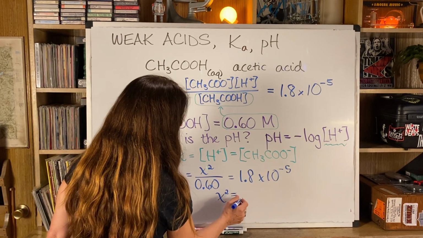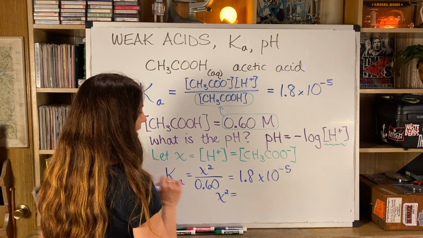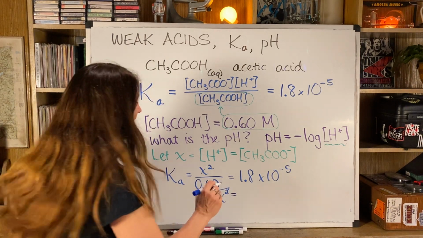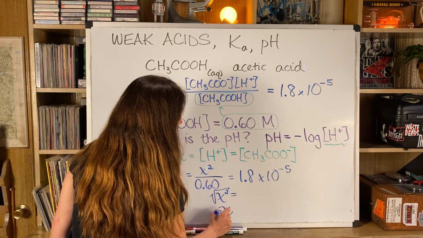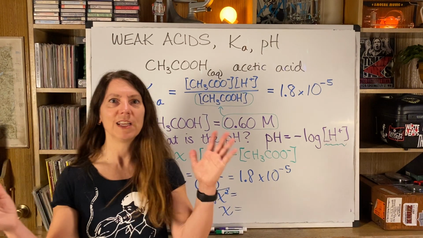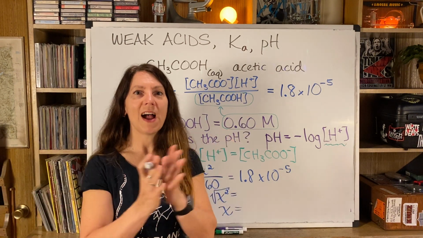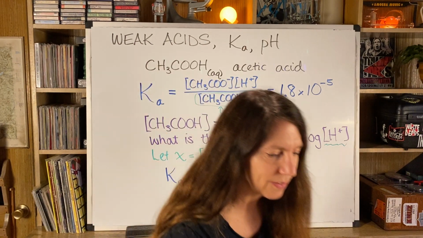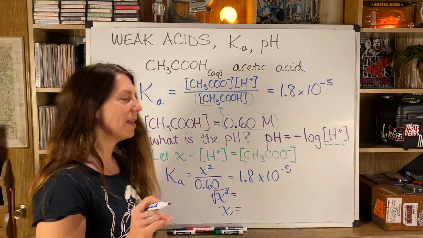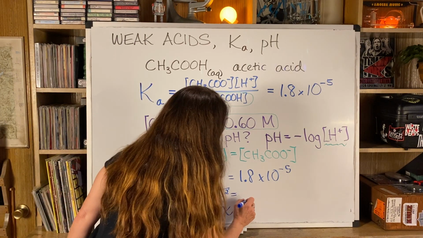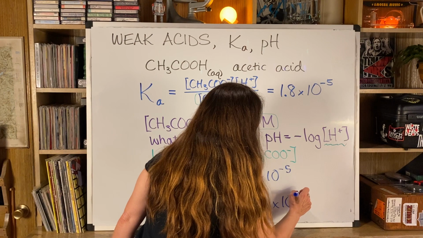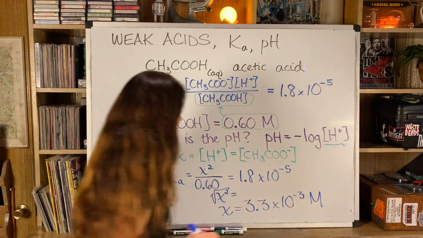And then once we get this squared value, we'll take the square root of both sides, and that gives us our final value of X, which we defined as the hydrogen ion concentration. Okay, and that is 3.3 times 10 to the minus 3 molar.